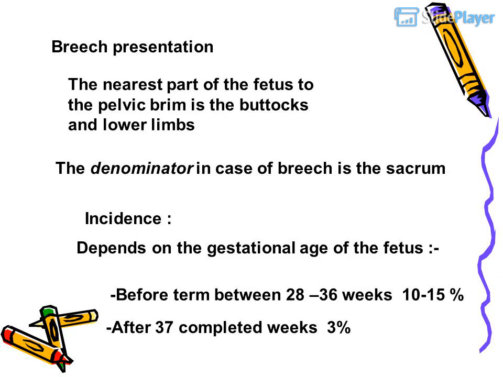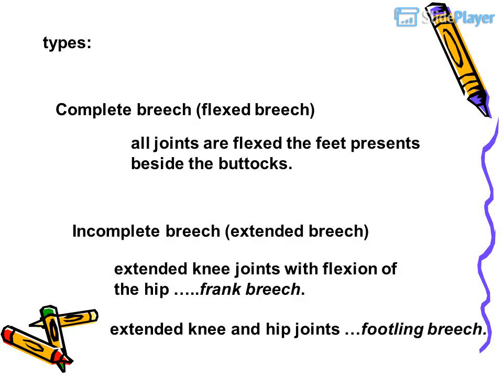The denominator in case of breech is the sacrum. Incidence depends on the gestational age of the fetus. Before term, between 28 to 36 weeks, 10 to 15%. After 37 completed weeks, 3%. Types: complete breech, flexed breech.